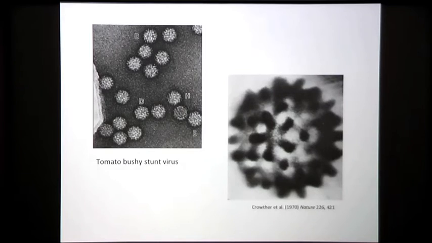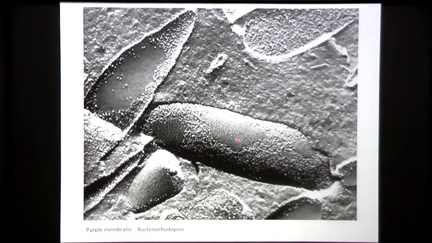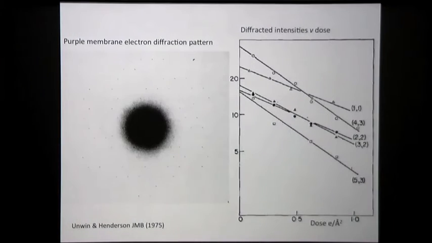And the next step forward was taken by Richard Henderson and Nigel Unwin when they studied the purple membrane, which is a patch of a light-driven proton pump in the membrane of Halobacterium halobium, I think. You can isolate these patches, and they preserved them on the grid in glucose. This provided a stable specimen. It was a good way of putting the membrane patch, which is crystalline, onto the grid.